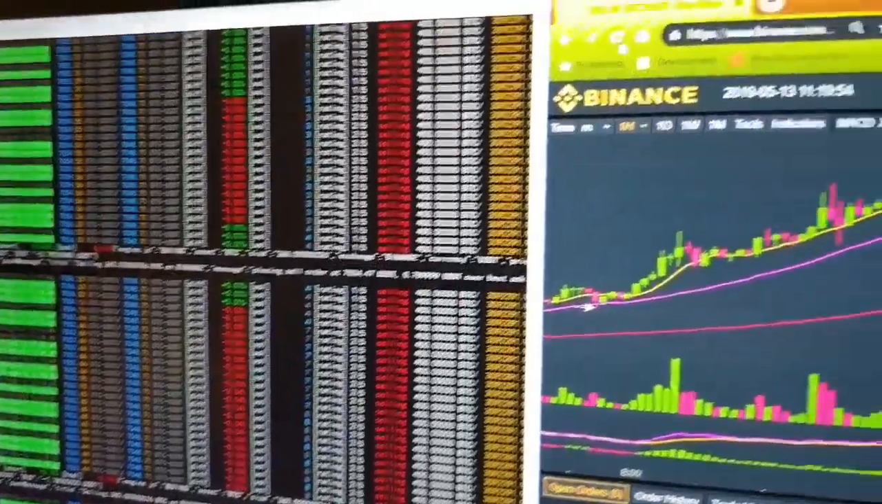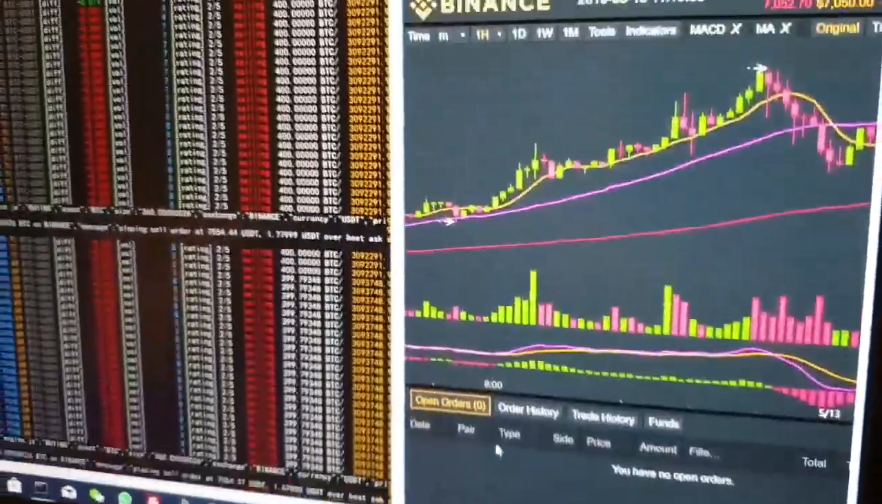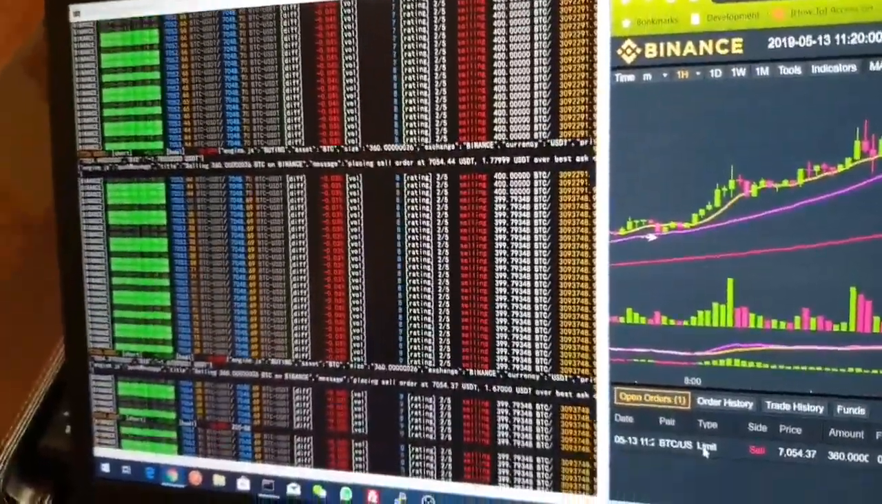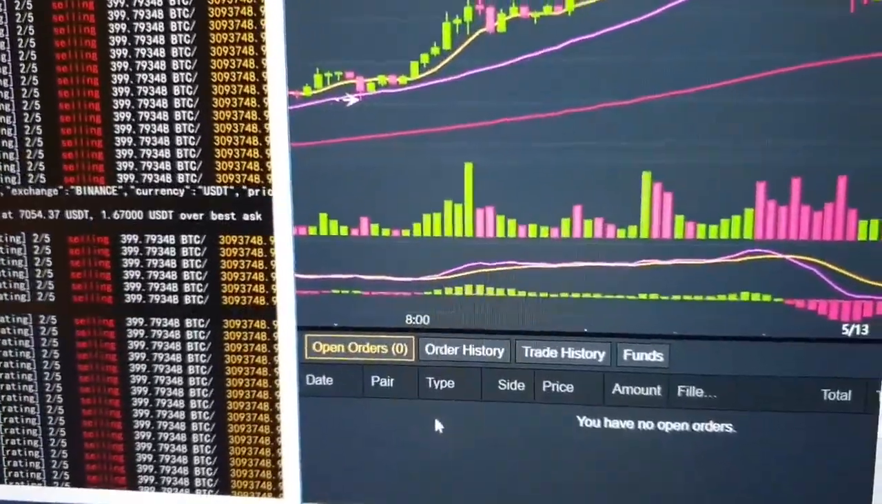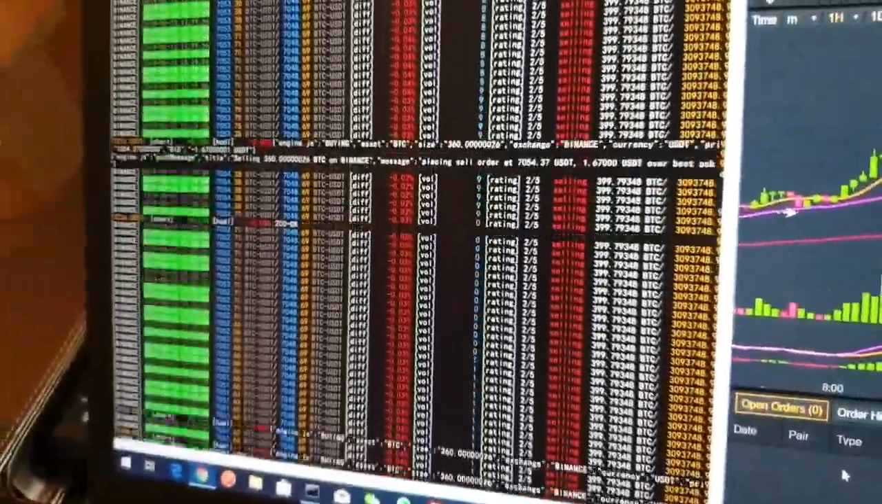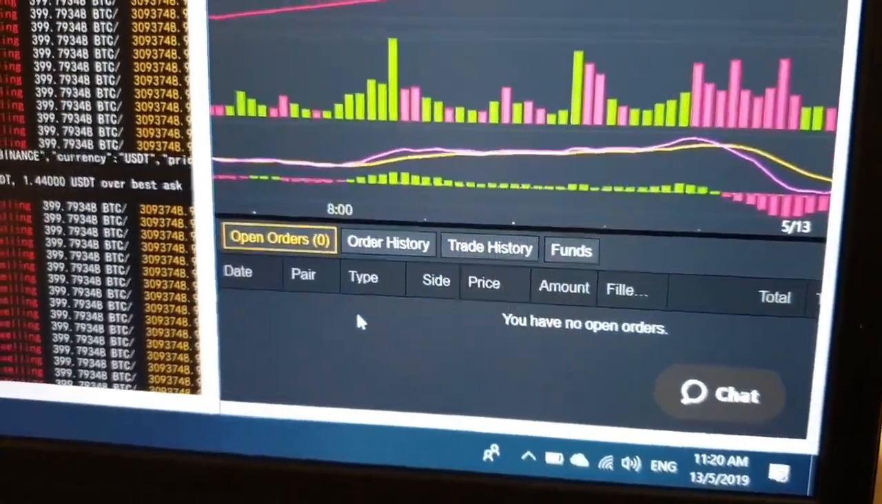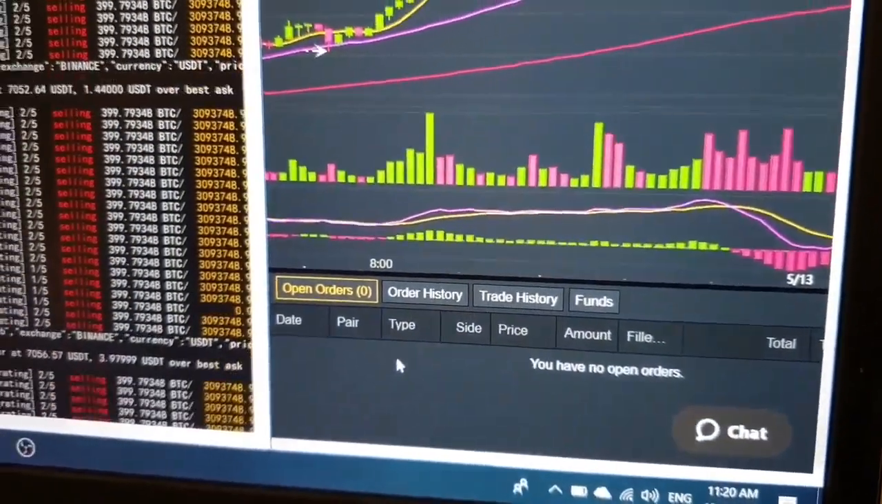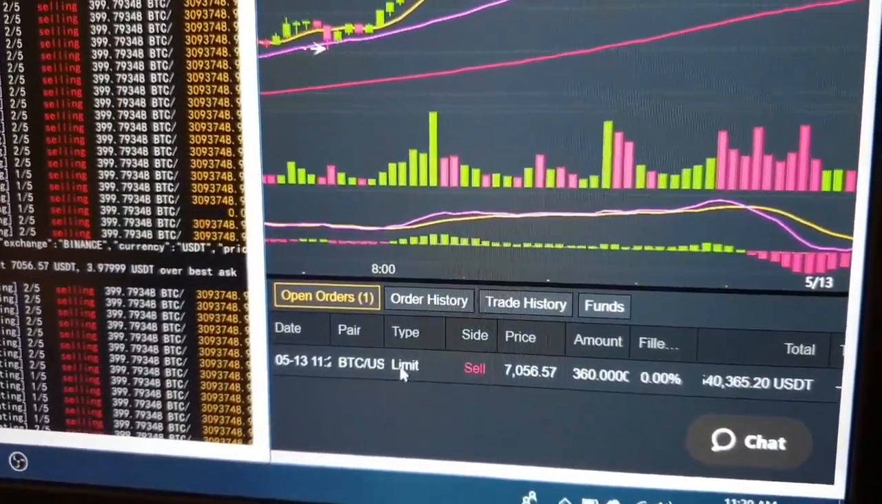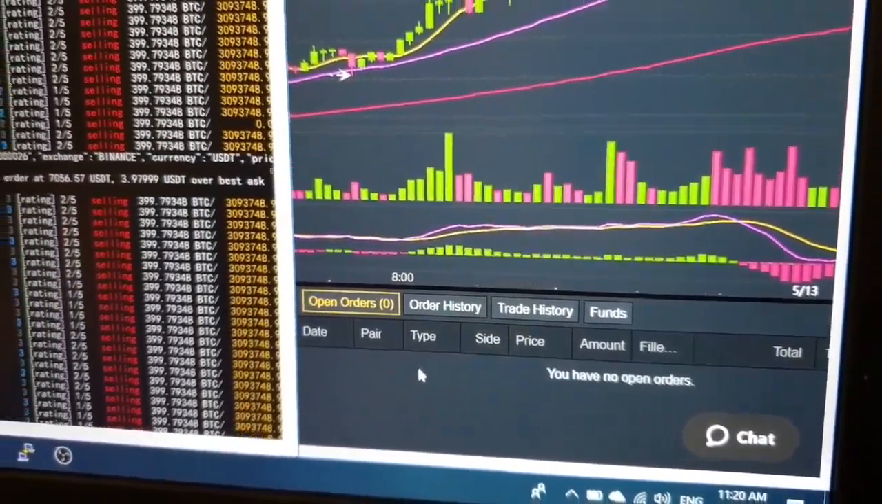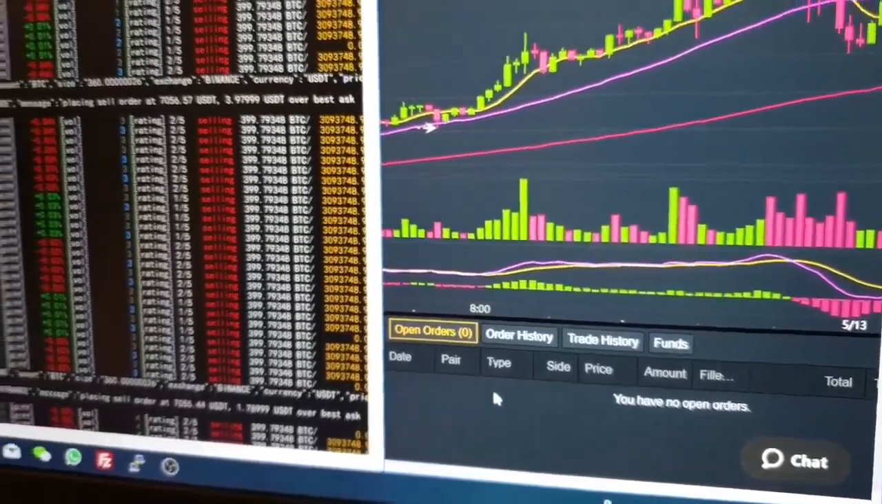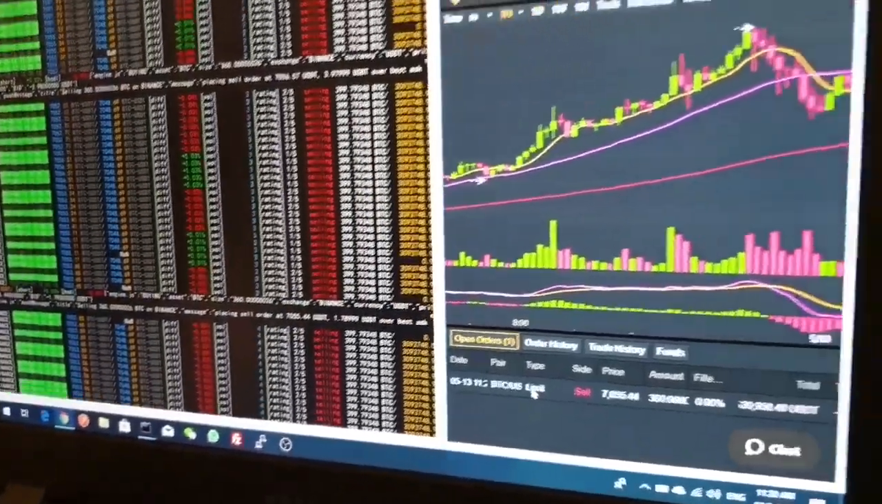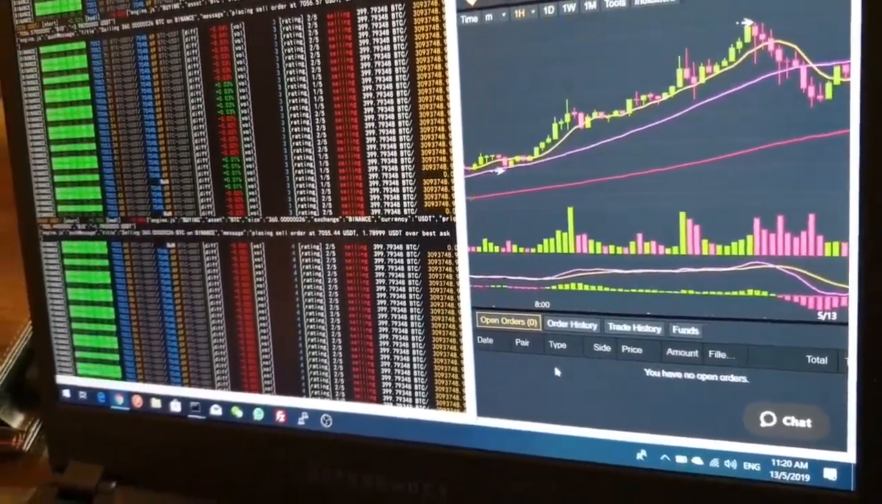Sometimes we have to refresh this. Okay, there you go. It's trying to sell, but it keeps canceling. See? There's an order. Why does it cancel? It's trying to find the best price to sell at. Ah, okay, got it. It shows and disappears.